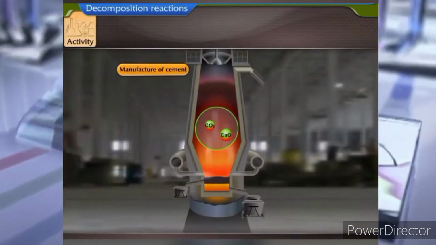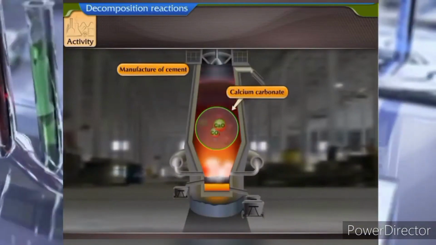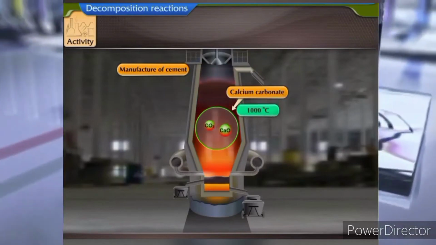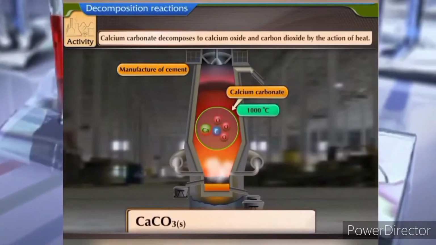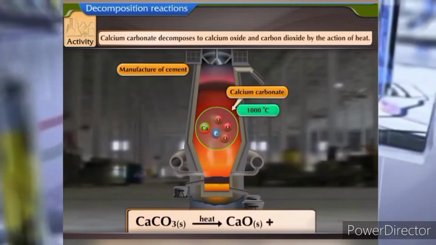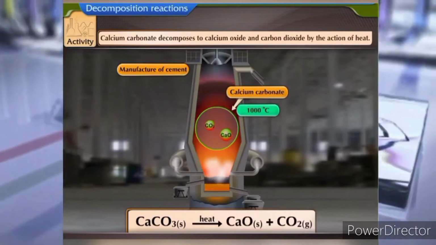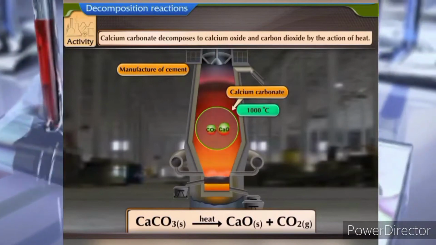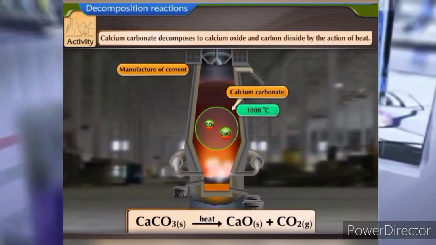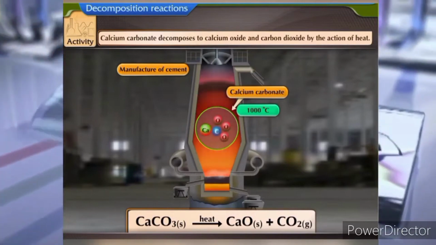In the manufacture of cement, calcium carbonate is heated at a temperature of 1000 degrees Celsius. At this stage, calcium carbonate decomposes to calcium oxide and carbon dioxide by the action of heat. Let us perform an activity to understand some more types of decomposition reactions.